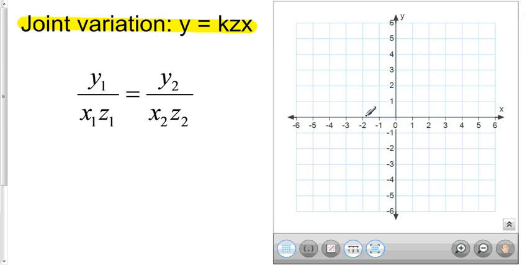Okay, moving on. Another type of variation is a joint variation, and this is where y will vary with 2 different numbers times x. So it looks like y equals k times z times x. It's also going to graph a straight line. Just going to draw it in, and it should go through 0, 0. Here's your proportion. y1 over x1 times z1 equals y2 over x2 times z2.